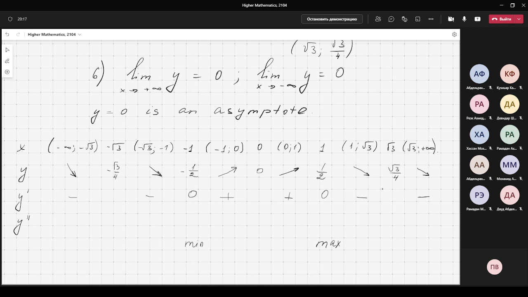The second derivative. The second derivative equals 0 at the points minus square root of 3, 0, and square root of 3. All of these points are points of inflection.